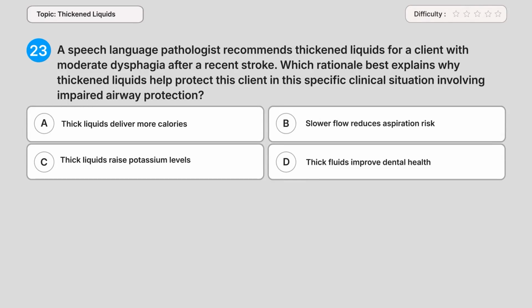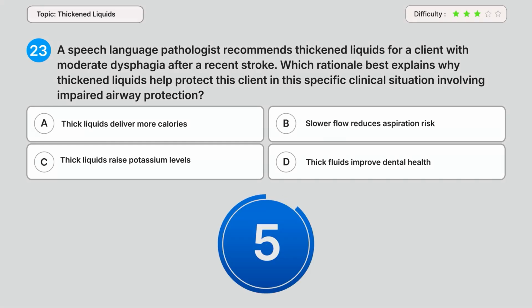23. A speech-language pathologist recommends thickened liquids for a client with moderate dysphagia after a recent stroke. Which rationale best explains why thickened liquids help protect this client in this specific clinical situation involving impaired airway protection? A. Thick liquids deliver more calories. B. Slower flow reduces aspiration risk. C. Thick liquids raise potassium levels. D. Thick fluids improve dental health. Do you know the answer?